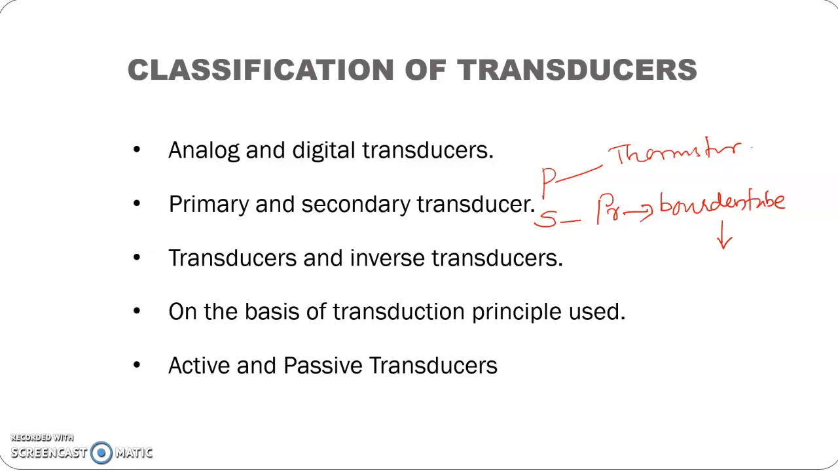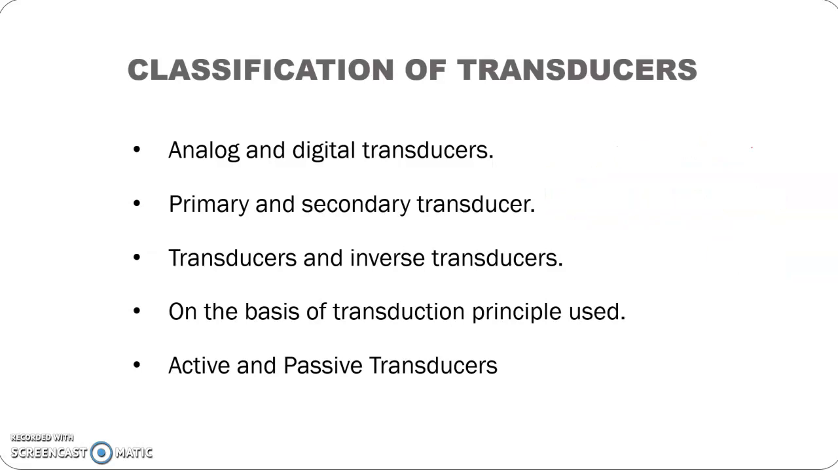So it is again converted into a non-electrical signal. So the Bourdon tube is presenting a displacement. That displacement is then sensed by the LVDT, and that is converted into electrical signal. So the first phase is sensing, and the second, the LVDT, is doing the transduction. So here the transducer is working in steps. That's why it is a secondary transducer.